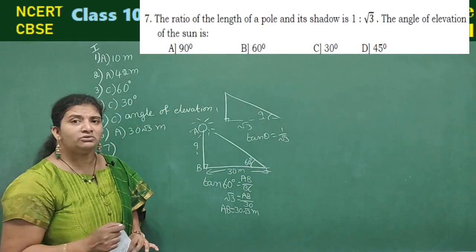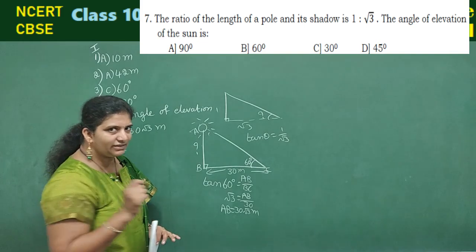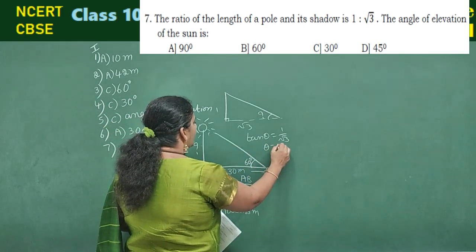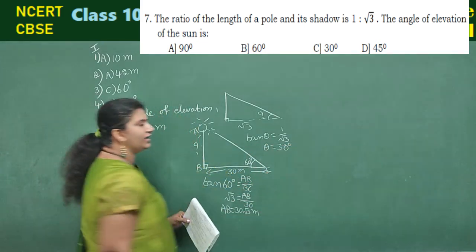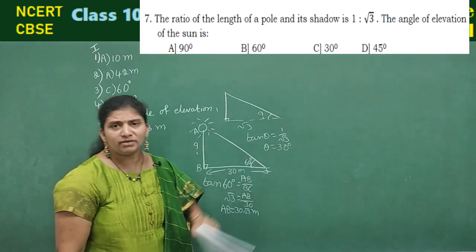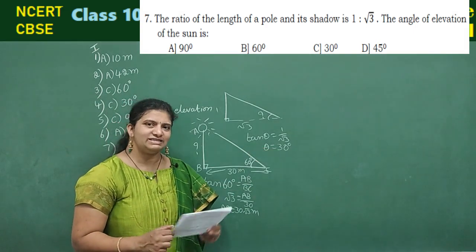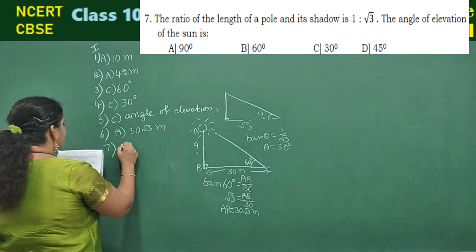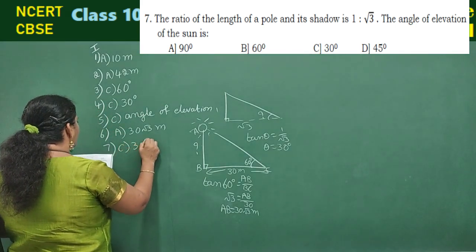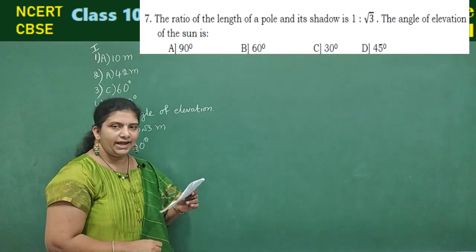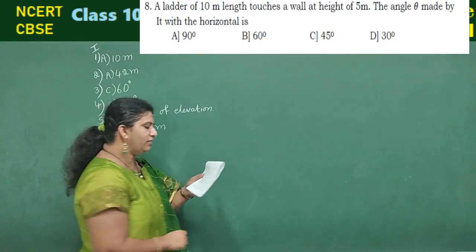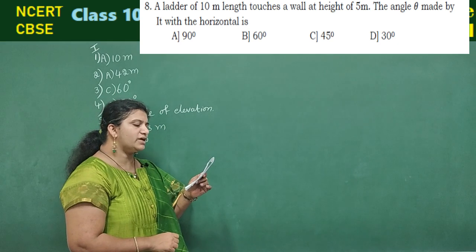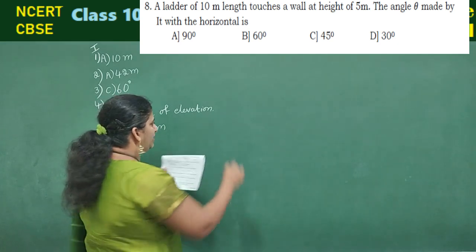Where do you get 1 by root 3? In tan 30 degree. Therefore, you can write theta is equal to 30 degree. Tan 30 value is 1 by root 3. Therefore, theta is 30 degree. Which option is the right option here? Option C, 30 degree.